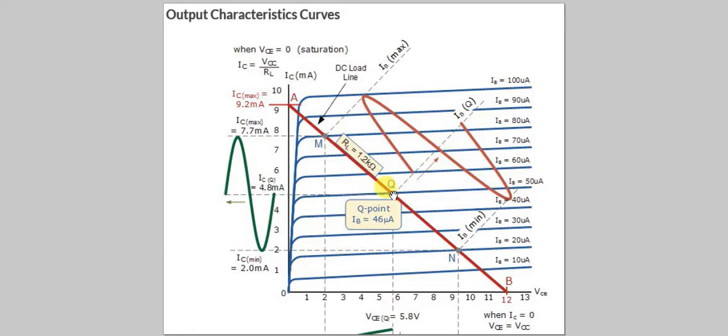When an AC signal is fed from the base, then at the output we get the typical AC amplified signal.